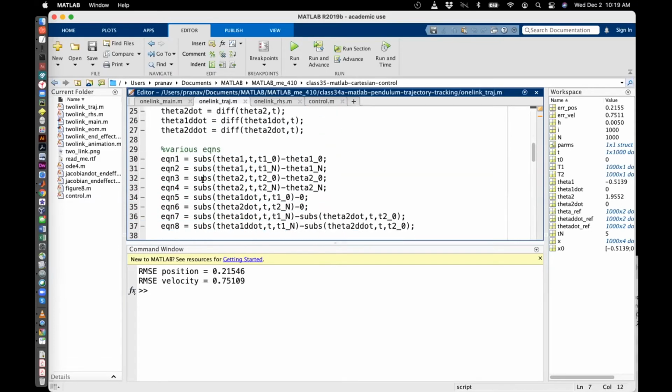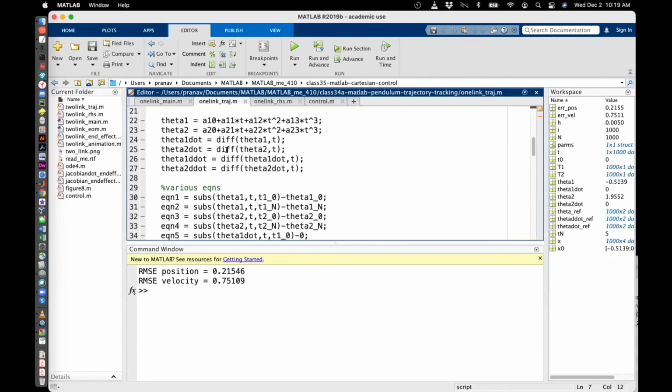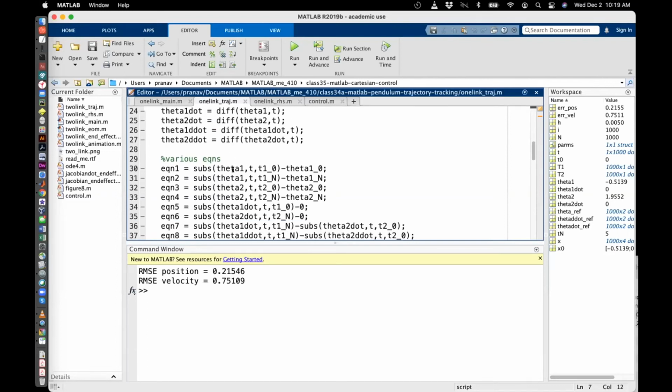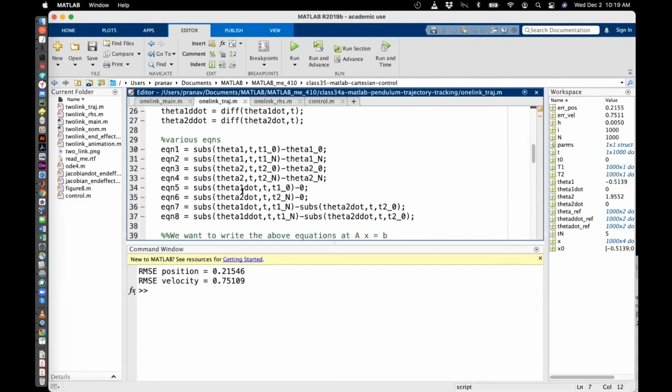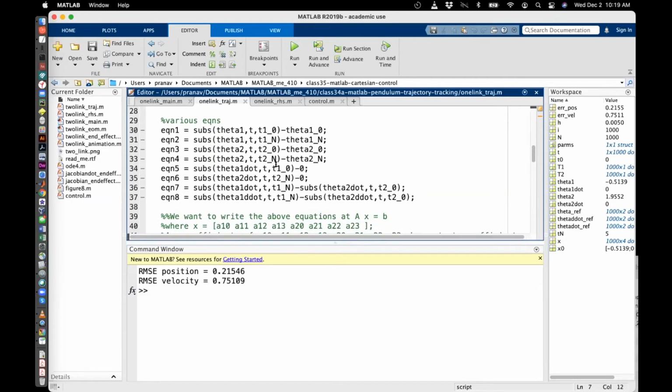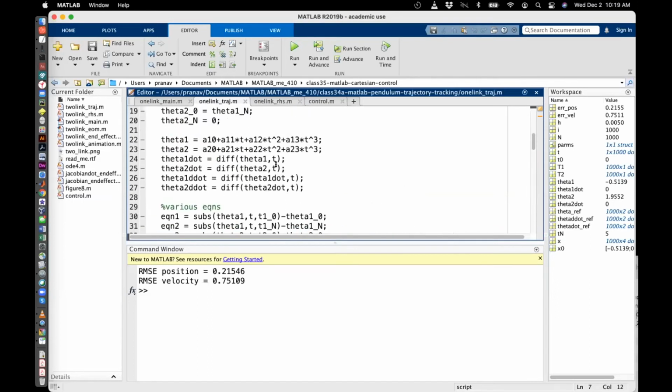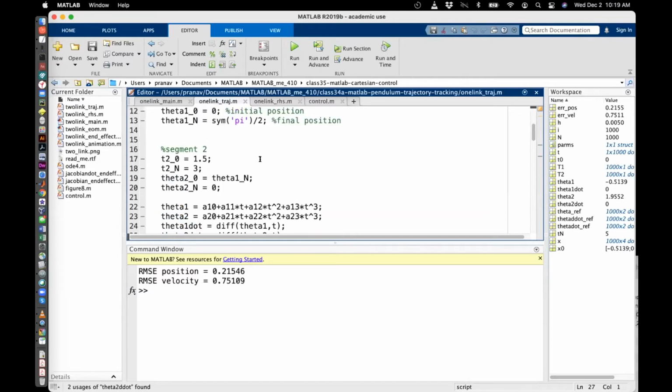Then you can use differentiation to get the derivative, and then you can use substitutions to find the values. Now, what I realized is that I enforce more conditions than what I wrote on paper. On paper, I just wrote down that it satisfies the velocity at the start and end as 0. But here it turns out that I also enforce the acceleration to be 0 at the start and end.